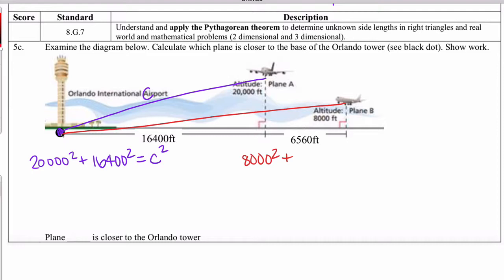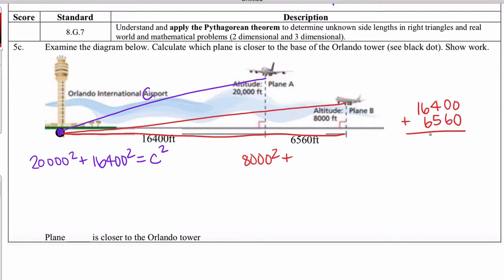This is a little bit trickier. This distance here is 16,400, but then this distance is 6,560. So I actually have to add those two together to figure out how long that side of the triangle is. So I'm going to show my work right here, being really careful to line up my place value. I also could just add it together in my calculator. You can use a calculator on this standard.